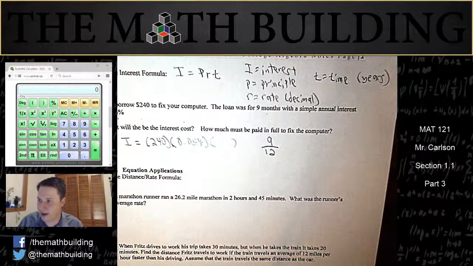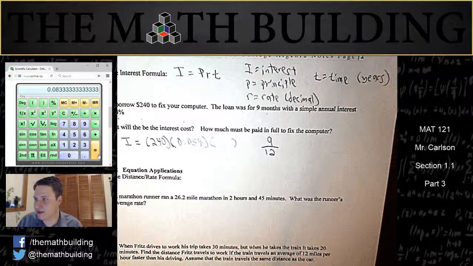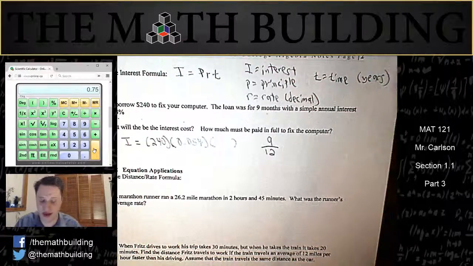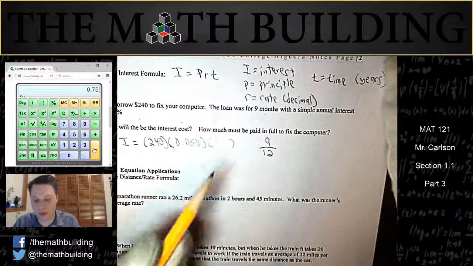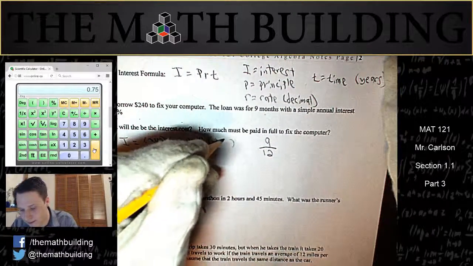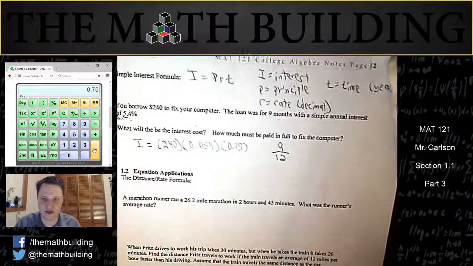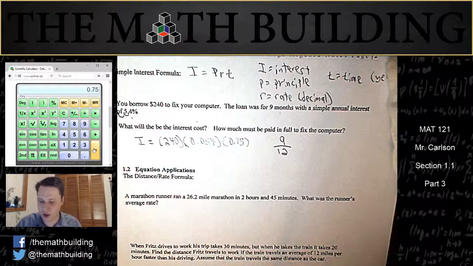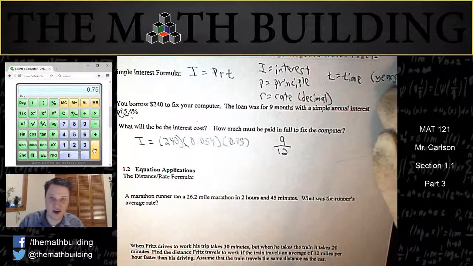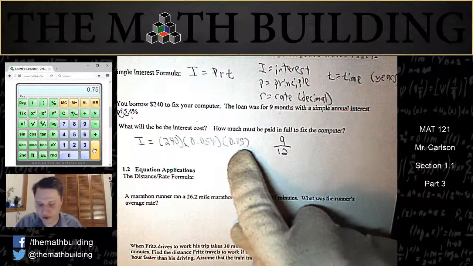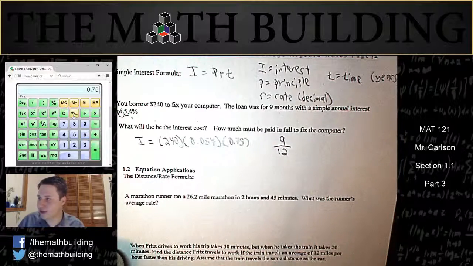Or we can just grab our calculator, 9 divided by 12, and maybe you can do that in your head. Let's try again. 9 divided by 12 is going to equal, that's not right, what did I do? Try one more time. 9 divided by 12 is equal to 0.75. So 9/12 is 0.75 of a year. So I'm going to put 0.75 right there in my formula. So hopefully that makes sense. 9 months is 75% or 3/4 of a year. Multiply those 3 numbers together and you get your interest.